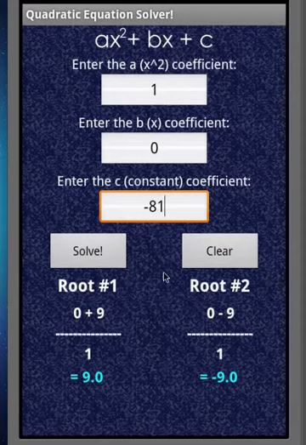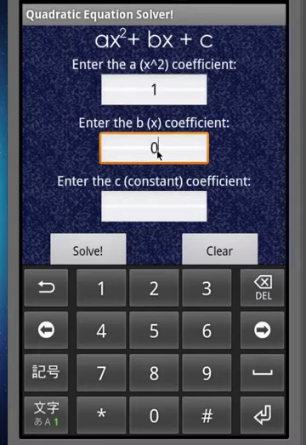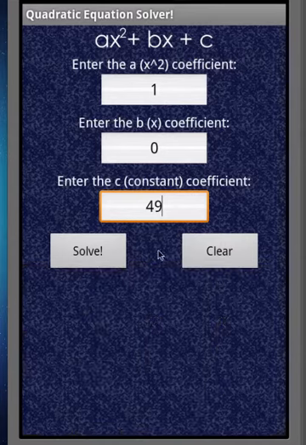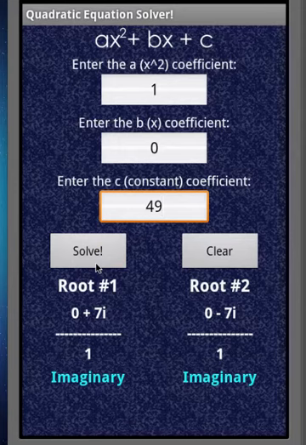Let's try another one. Let's do one that would yield imaginary roots. Let's try x squared plus 49. So again, we're going to have 1 in front of the x squared. The b is going to be 0, but this time the c is going to be 49. And then let's solve that. And as you can see, we get 0 plus 7i over 1 and 0 minus 7i over 1. Could also be represented as 7i and negative 7i. And those are imaginary, so there's no real approximation.